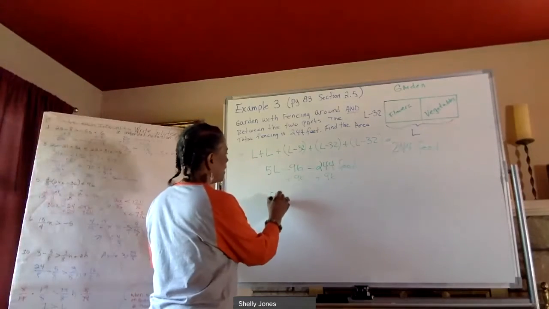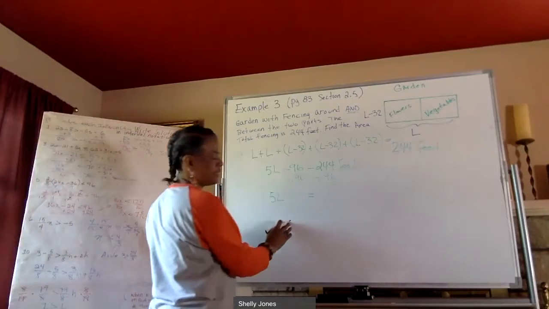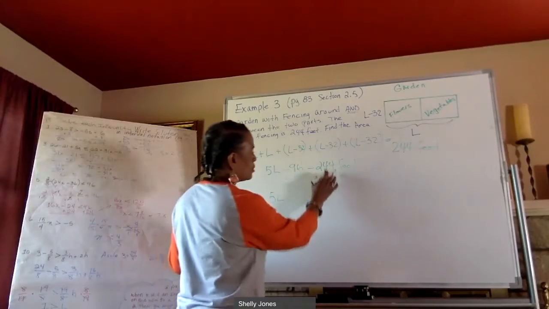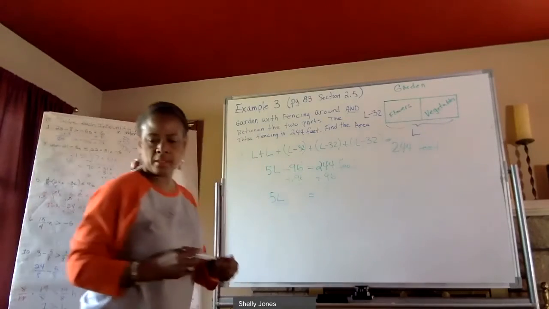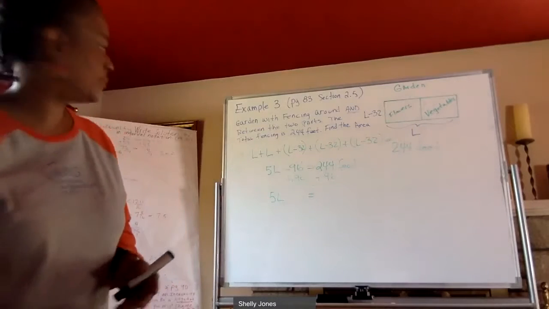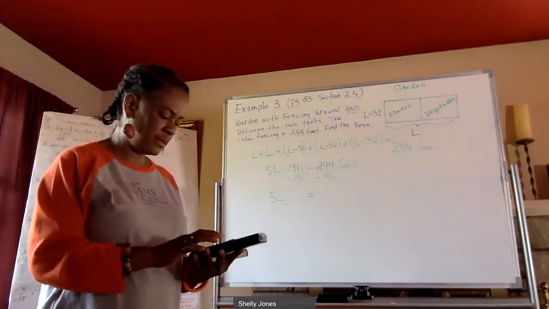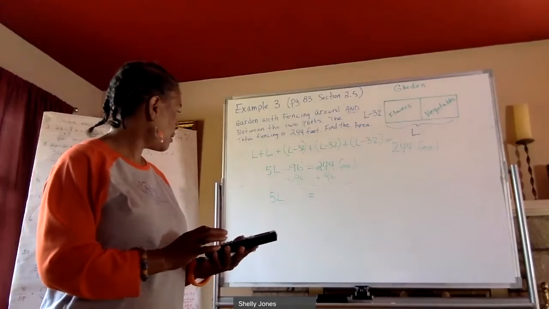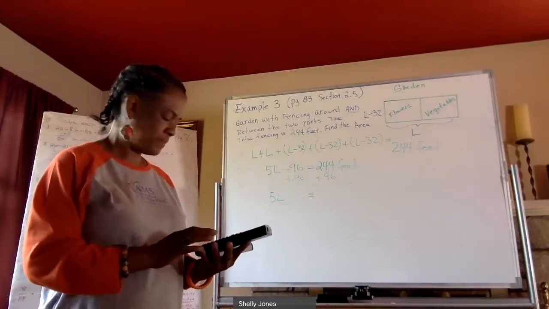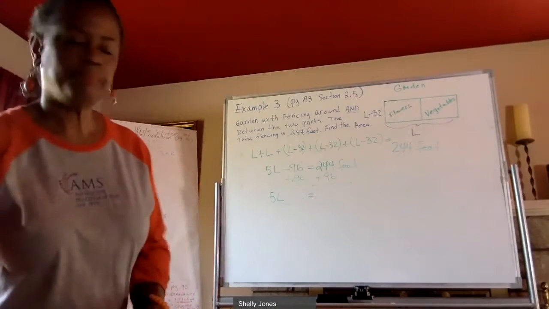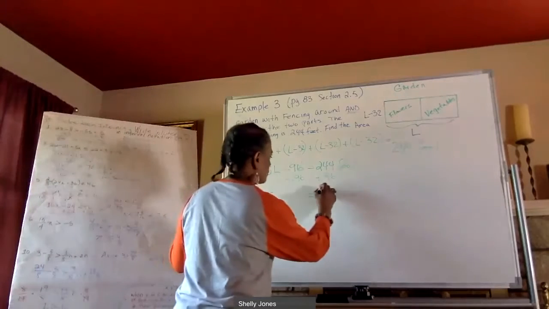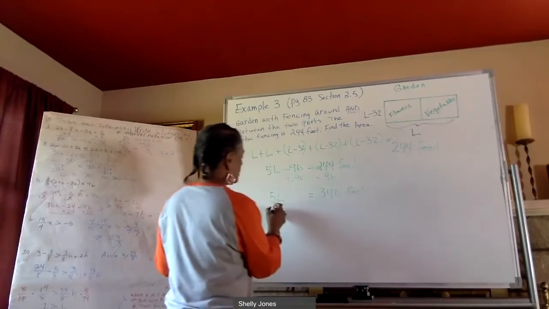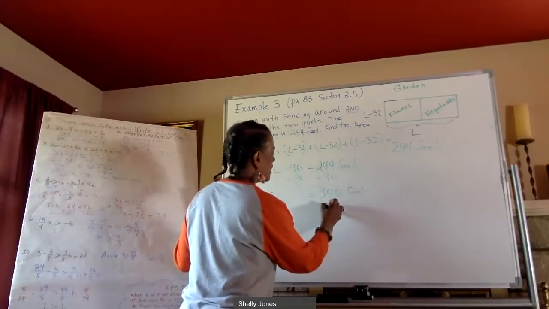So 5L minus 96 plus 96, that canceled out to 0. 5L minus 0 is 5L. 244 plus 96 is 340. And again, that's feet. Divide by 5, divide by 5.